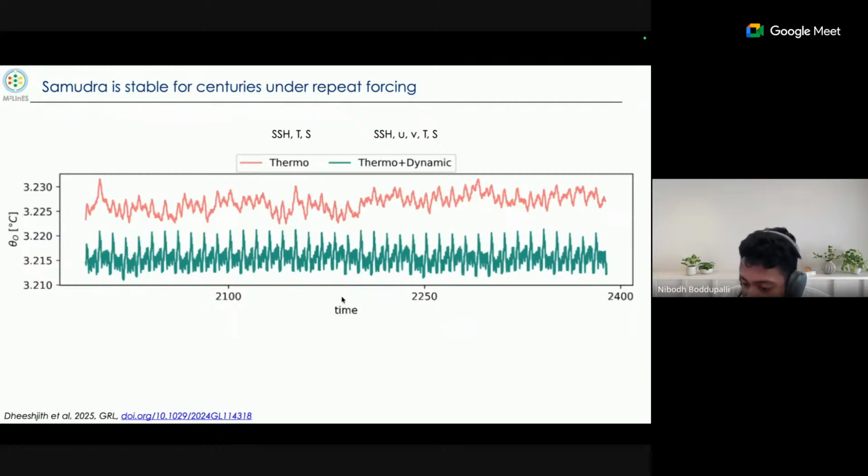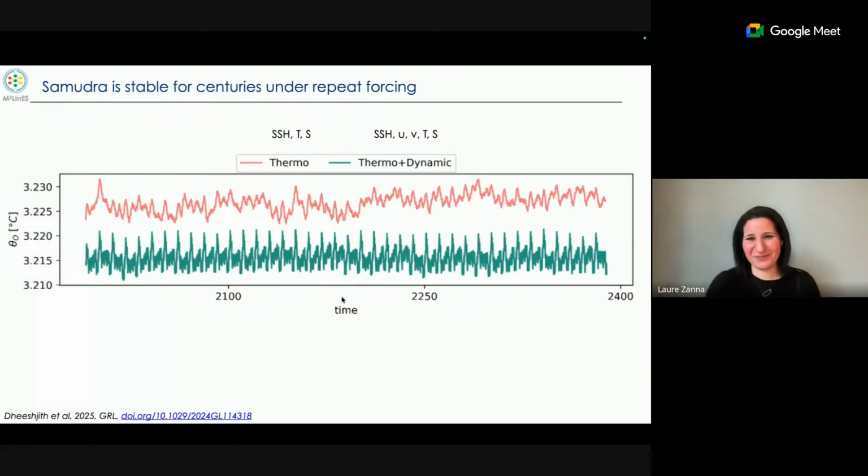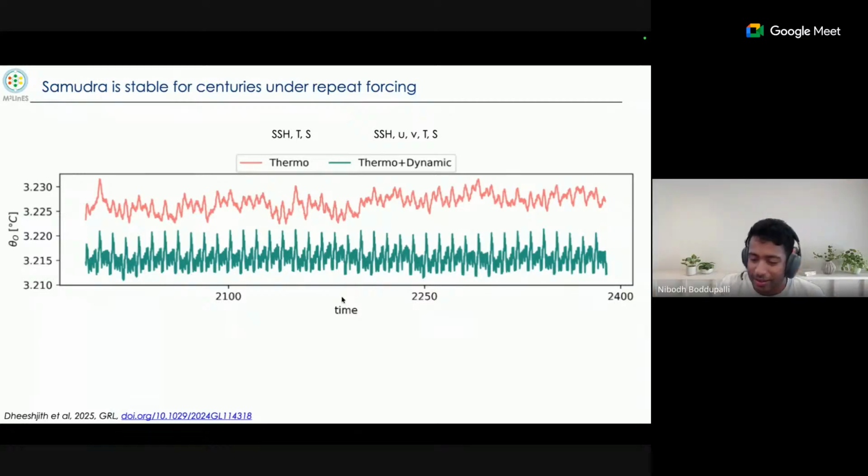Is it quasi-static or is it like growing over time? Yes, I'm going to come back to it. All right, hold on for a couple of slides. Thanks. Okay, they're great questions, by the way.